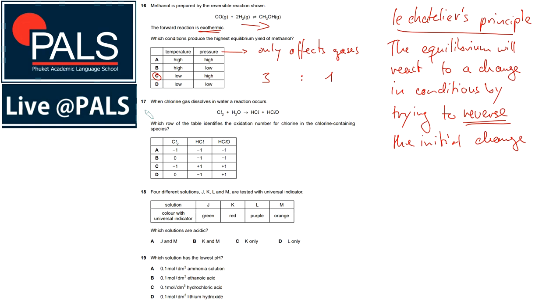When chlorine gas dissolves in water, a reaction occurs. Cl2 plus H2O gives HCl plus HClO. Which row of the table identifies the oxidation number for chlorine in the chlorine-containing species?